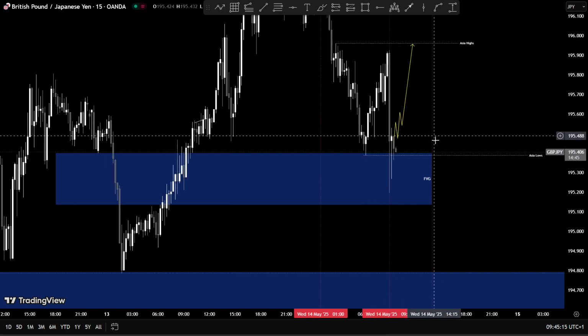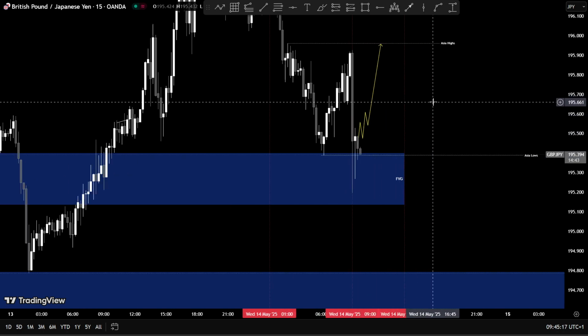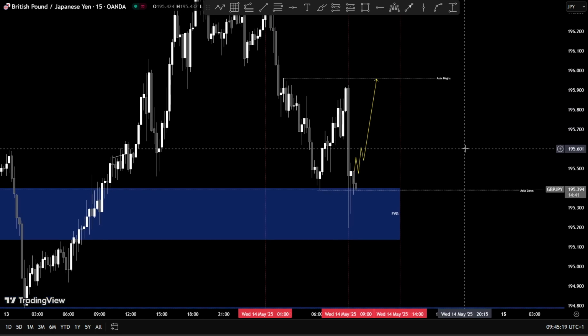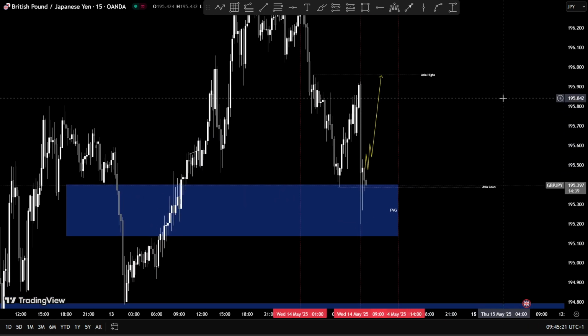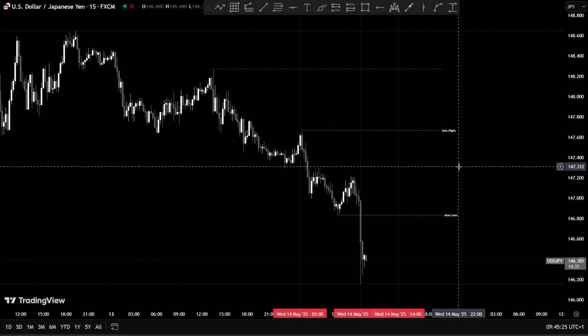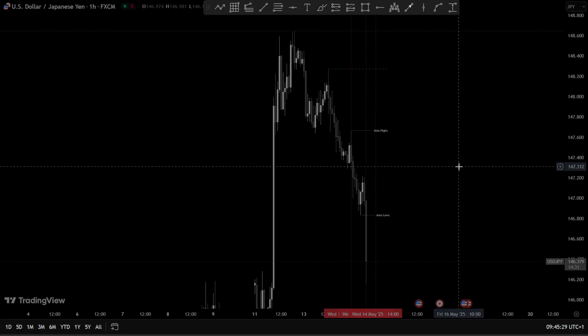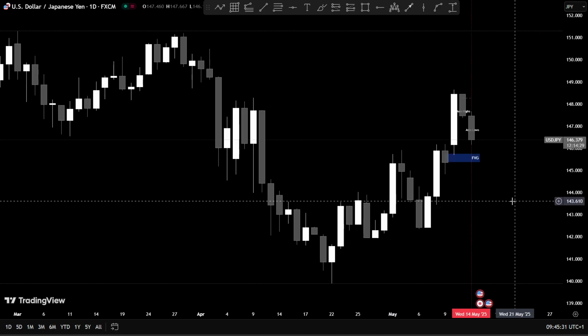That means we are going to continue to the upside. If there is not, I will not enter any trades. So that's it for GBP JPY. We go now and cover USD JPY, and it actually looks more messed up right here.